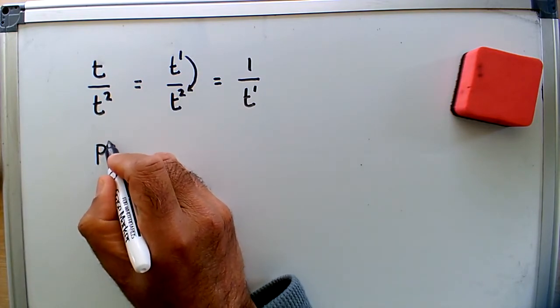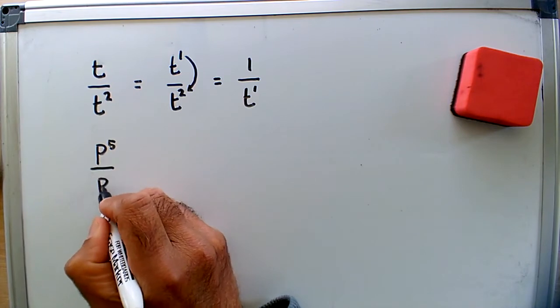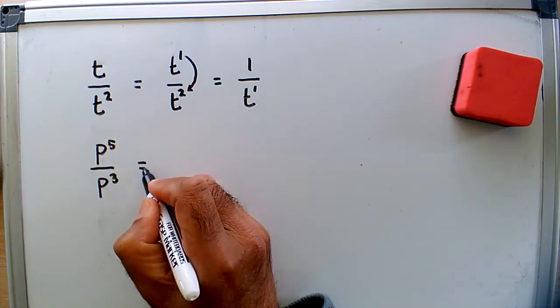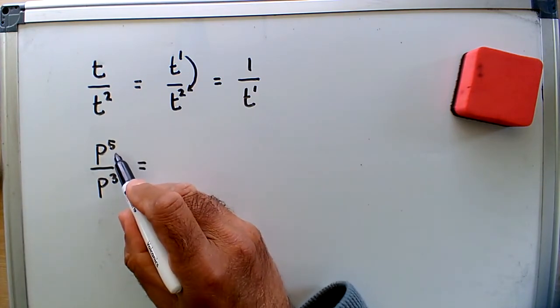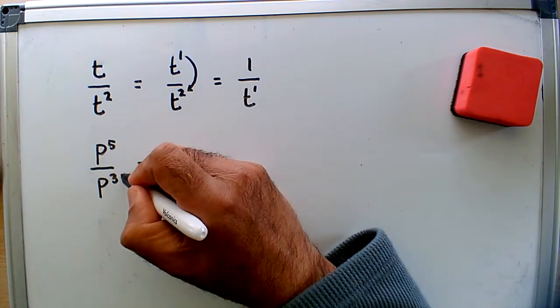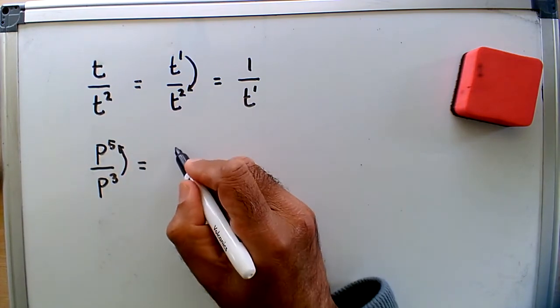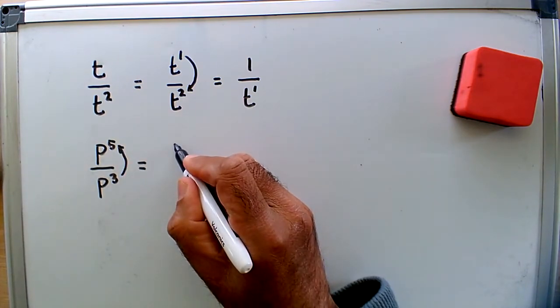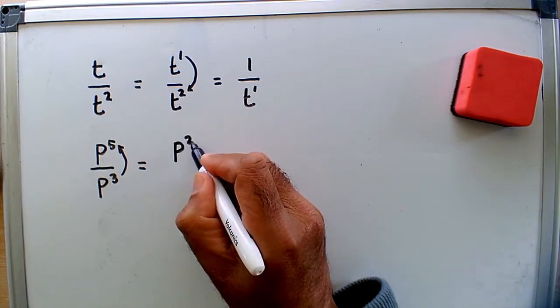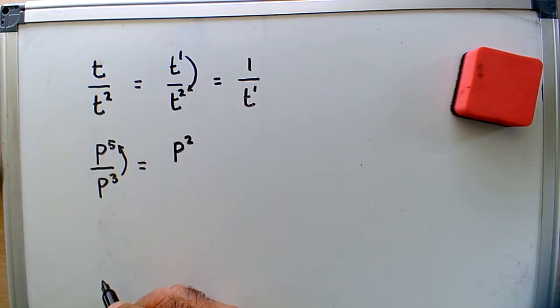p to the power of 5 divided by p to the power of 3. There's more on the top. 3 from 5 is 2. p to the power of 2 on the top.